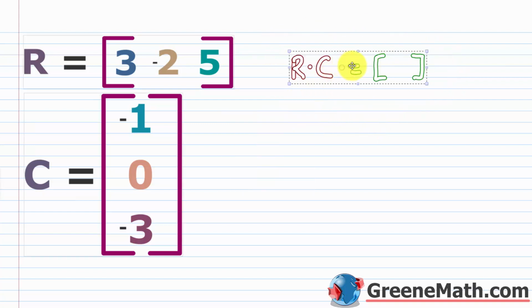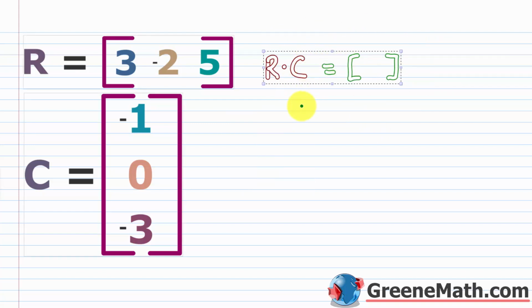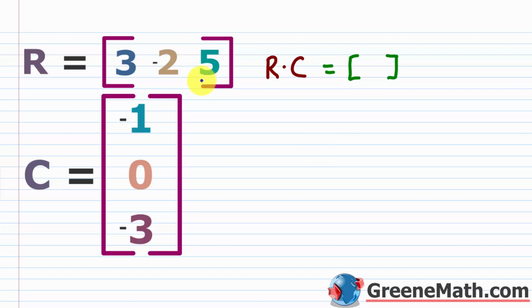Then I'm going to go through a process that might seem a little bit weird at first, but it gets easier as you do it. I'm going to think about the first element in R. The first element in R, the leftmost one, is a 3. I'm going to multiply it by the top element, or the first element in C. So this guy right here gets multiplied by this guy right here. So 3 times -1.